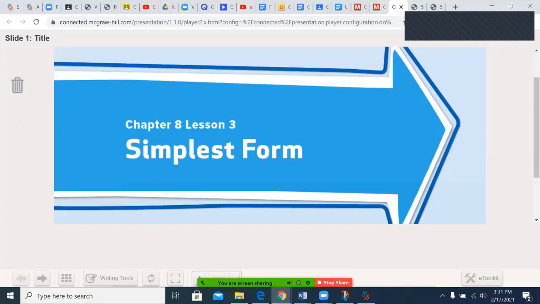Today's lesson, Chapter 8, Lesson 3, Simplest Form.